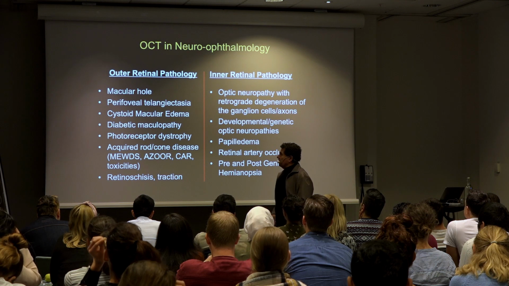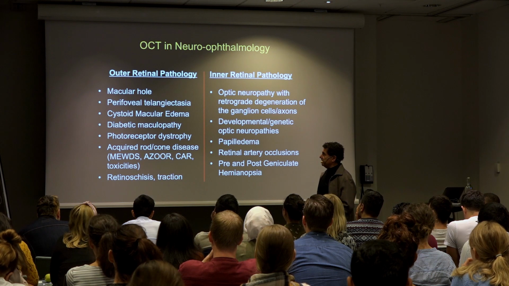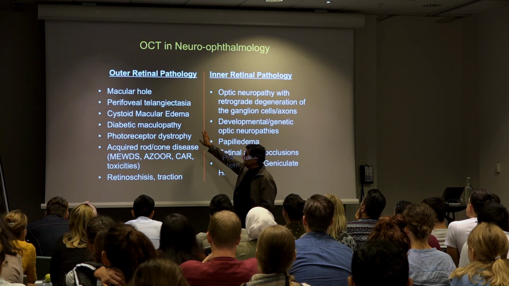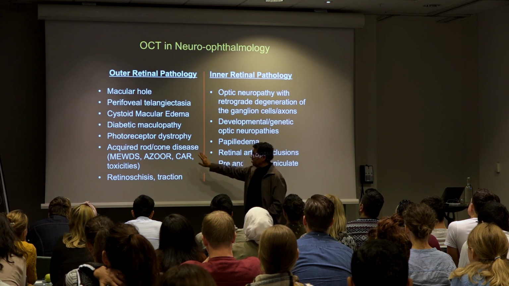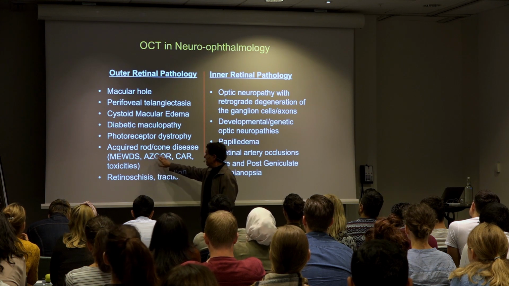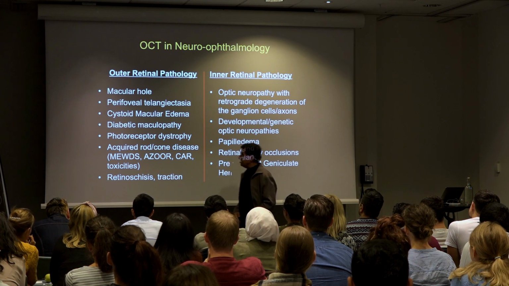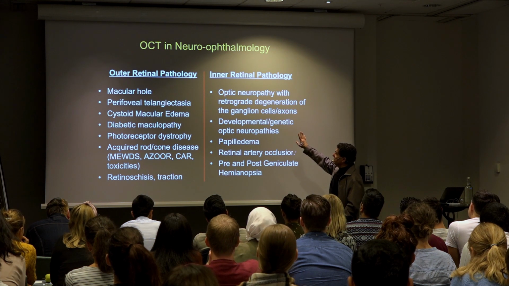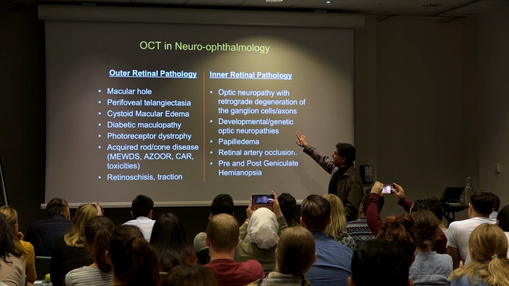On the left side are the main applications on the outer retinal side. Obviously, if you're in the retina clinic, you're going to be looking at things like macular hole, perifoveal telangiectasia, cystoid edema, diabetic maculopathy, photoreceptor dystrophies, acquired photoreceptor dystrophies like big blind spot syndrome, MEWDS, AZOOR, CAR, and then things like traction. On the inner retina side, besides glaucoma, we've got optic neuropathy with retrograde degeneration of the ganglion cells.